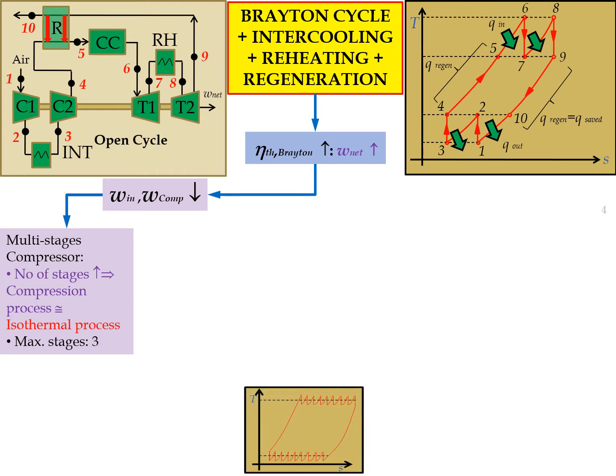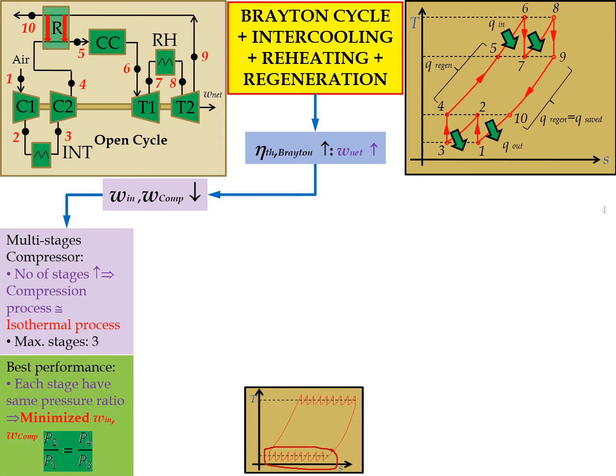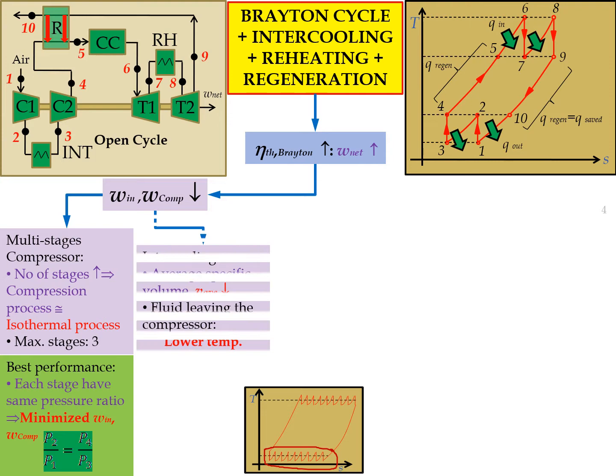And this is the TS diagram, as you can see at the bottom of your slide. As you can see here, we can put in a number of stages. However, it is not economical to the overall process. So the best performance is when the pressure ratio between the input and output of compressor 1 and compressor 2 is the same, so it can minimize the work in by the compressor.